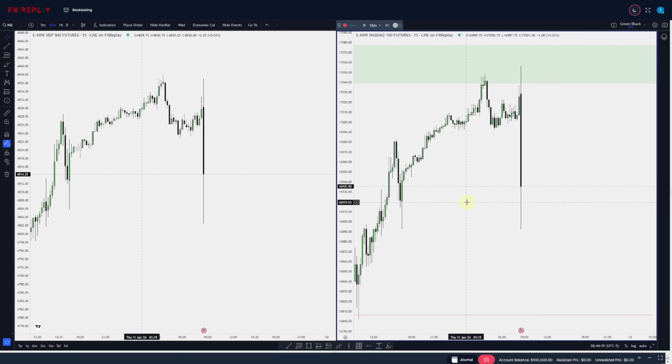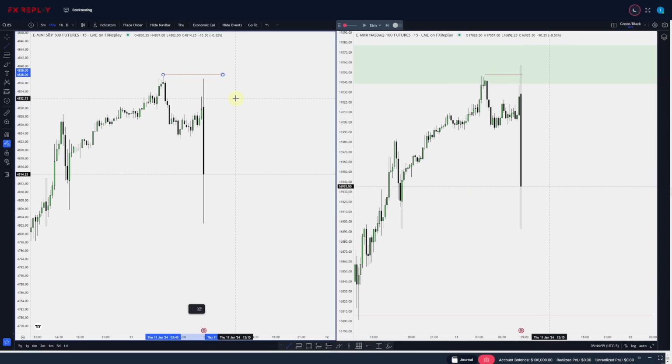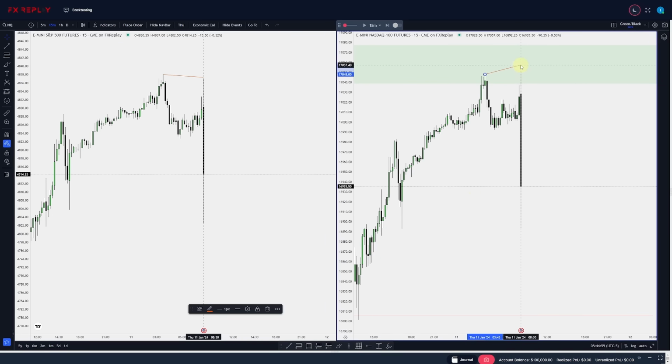So here we get the CPI release. And what do we notice about the highs here into the fair value gap? Well, NASDAQ takes the high. ES does not take the high. So they are diverging from one another, creating an SMT. So now I'm anticipating this high to hold, so I'm going to be looking for a short entry.